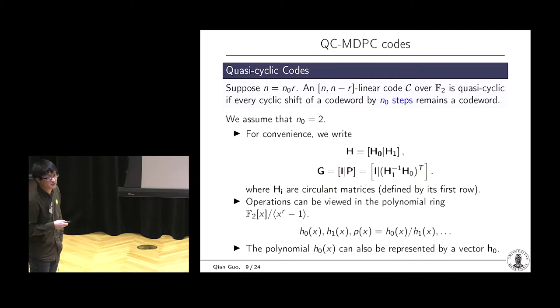What is QC-MDPC? We start from QC codes. A quasi-cyclic code is a linear code such that every cyclic shift of a codeword by n0 steps remains a codeword. We will assume that n0 is 2, so we can write the parity check matrix in this form, and we have a transform matrix here, H1. We assume H1 is invertible. And then this inverse operation can be done in a polynomial ring, and this polynomial can also be represented by a vector. So it is the same vector, polynomial and matrix here.